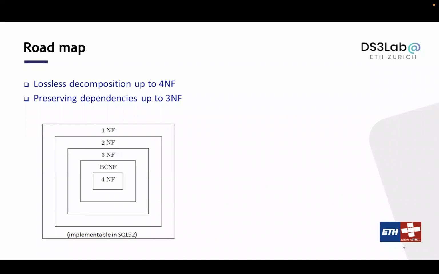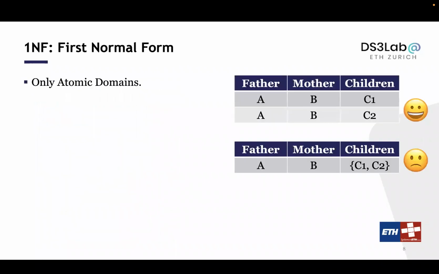But let's quickly run through from 1NF to BCNF to make sure we understand what the first normal form really is. The high-level idea behind first normal form to third normal form to BCNF is that they try to deal with functional dependency. And the fourth normal form tries to deal with multivalued dependency. So what is first normal form?